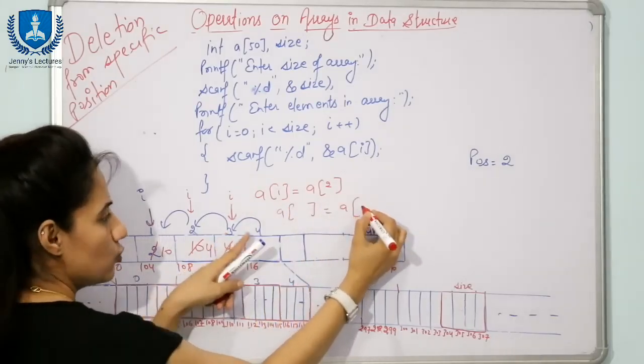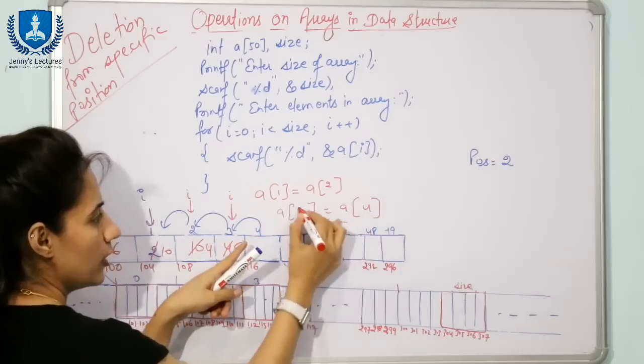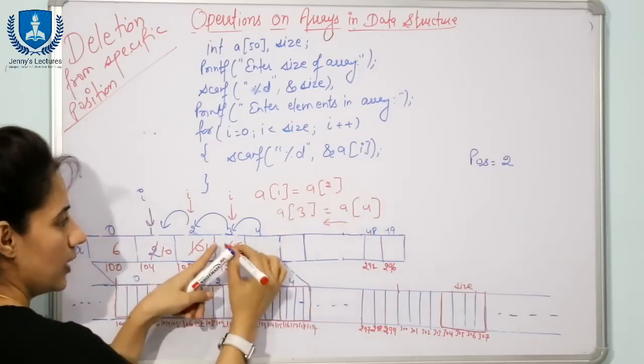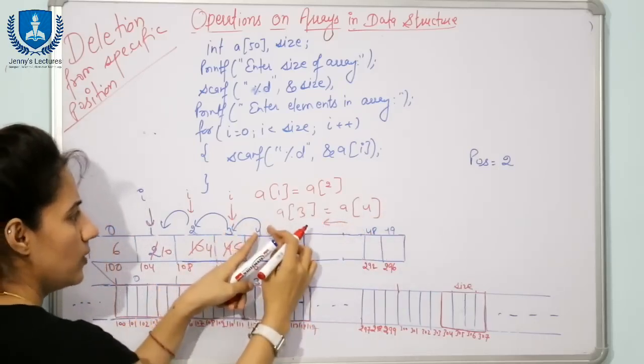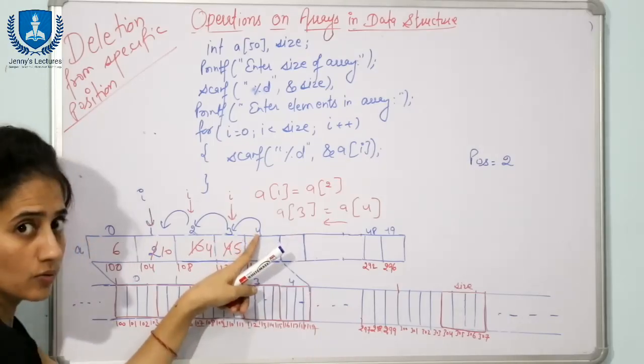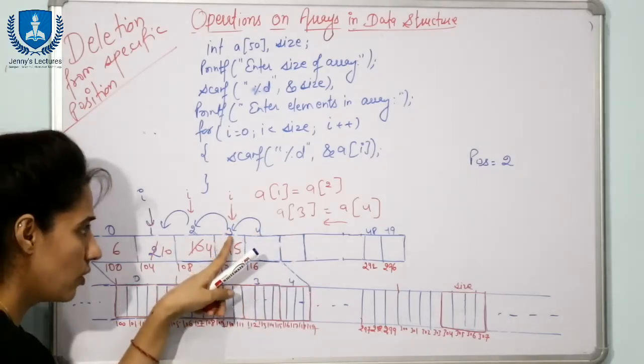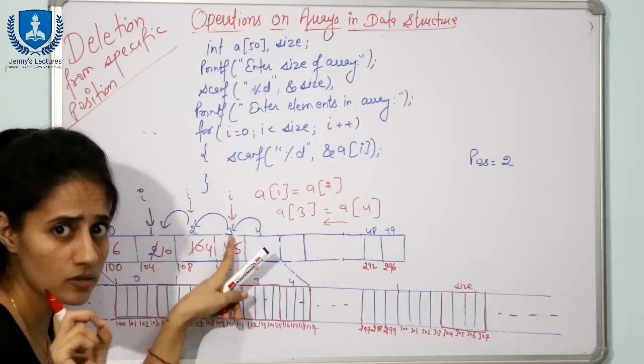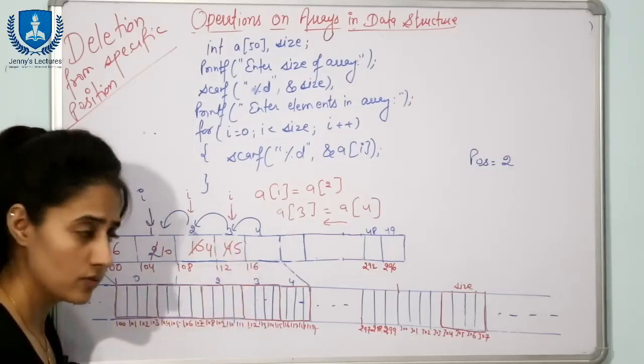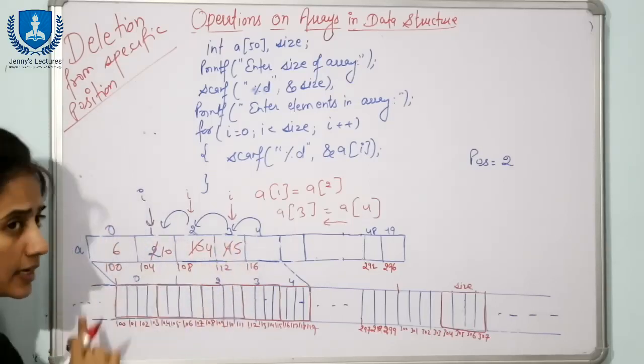This a of I plus 1, that is 4, would be shifted to a of I, that is 3, here only. So no need to increment this I here. We are going to run the loop from here till here only, till size minus 1. That is fine. So this is now the updated array.